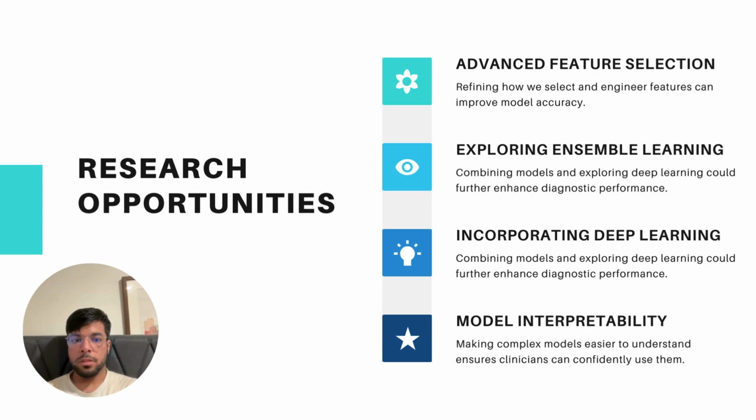Secondly, ensemble learning. Investigating ensemble methods such as random forest or gradient boosting machines may enhance model robustness by combining the strengths of multiple models. The third one being deep learning. Deep learning, particularly CNNs, shows promise for classifying breast cancer using raw image data, potentially outperforming traditional machine learning models.